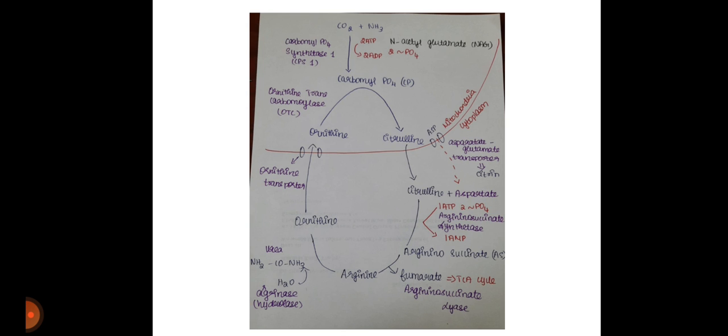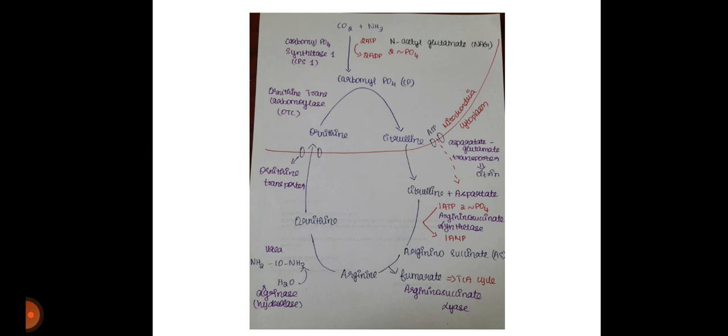Coming on to the cytoplasm, the citrulline formed in mitochondria moves to cytoplasm, and citrulline combines with aspartate. Okay, where does this aspartate come from? This aspartate comes from mitochondria. It cannot easily transport from mitochondria to cytoplasm. It needs a transporter, that is the aspartate glutamate transporter called citrin. So aspartate enters into cytoplasm. So this citrulline combines with aspartate to form argininosuccinate.